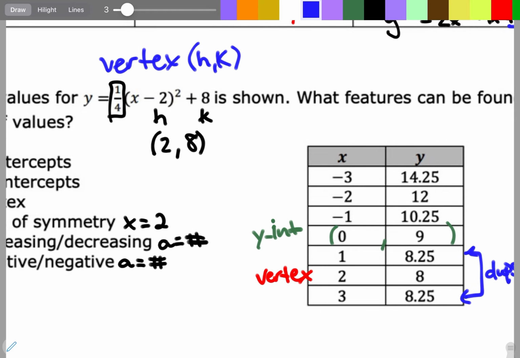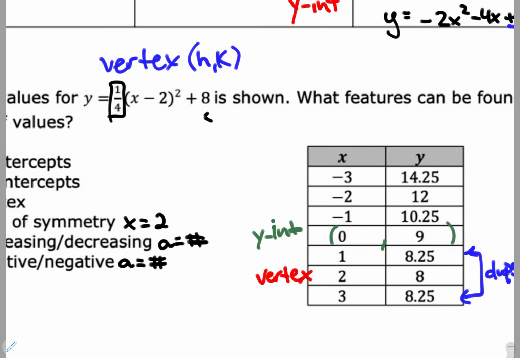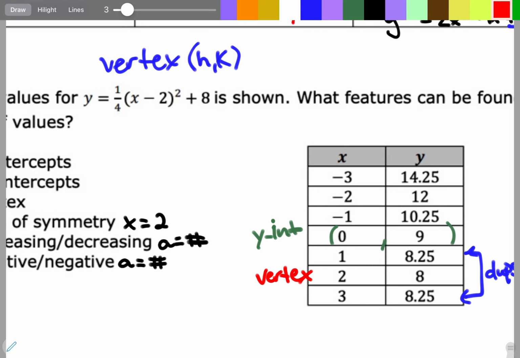Now, one thing I said I was going to work for you was changing this to standard form. We'll take these two right here.